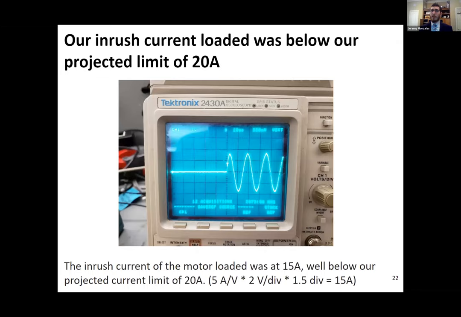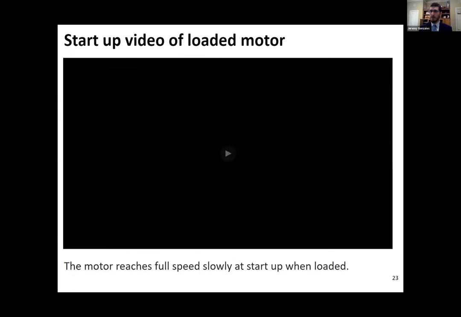our final big point, our loaded test, as you can see, did achieve our goal. As you can see here, it is 5 amps per volt with 2 volts per division, meaning that if you look closely, the inrush current is at 15 amps, meaning that we capped the inrush current with a loaded system at 15 amps, which is below our 20 amp limit, meaning we achieved our goal successfully on a loaded system. Moving on to a video of operation.